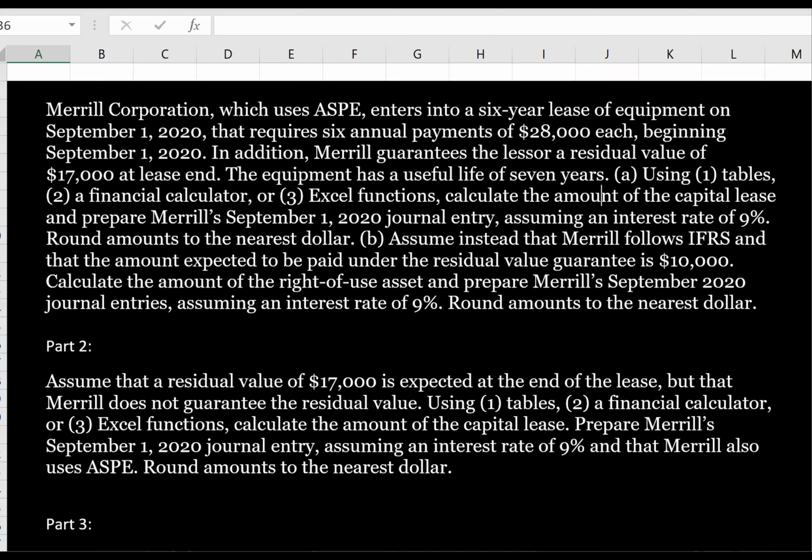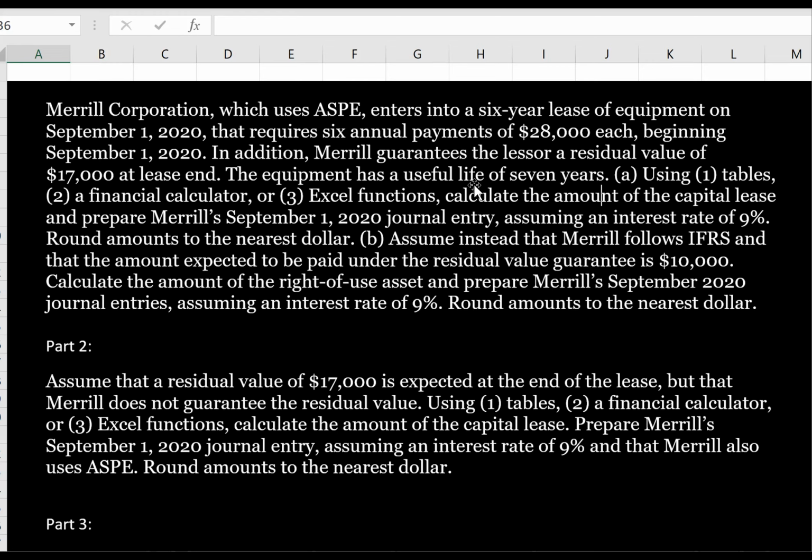Calculate the amount of the capital lease and prepare Merrill's September 1st, 2020 journal entry, assuming an interest rate of 9%. Round amounts to the nearest dollar. And then B says, assume instead that Merrill follows IFRS and that the amount expected to be paid under the residual value guarantee is $10,000. Calculate the amount of the right of use asset and prepare Merrill's September 2020 journal entries, assuming an interest rate of 9%. So let's start with that. That's part one. Let's just worry about part one for now.